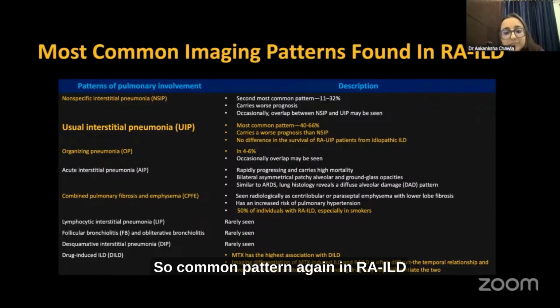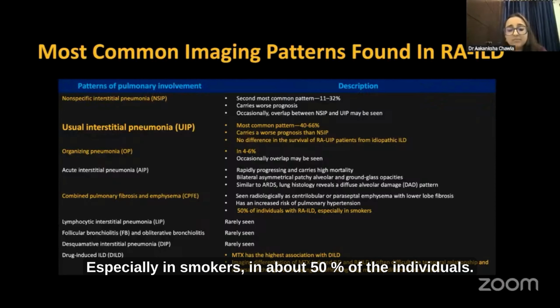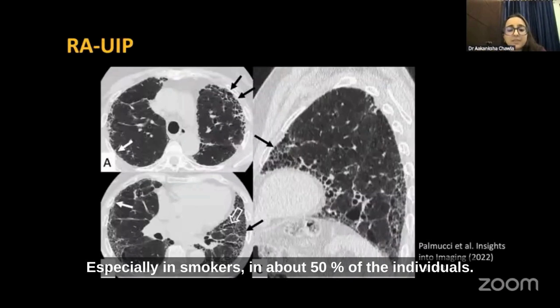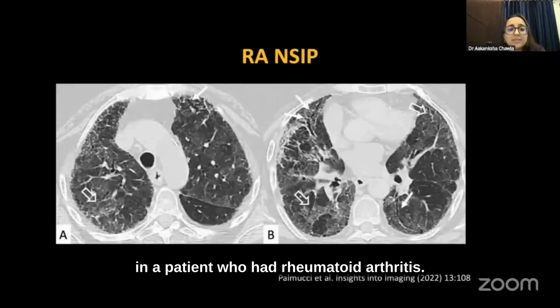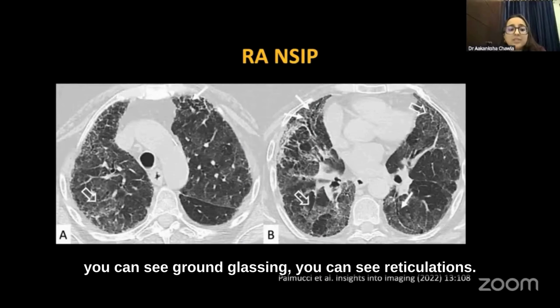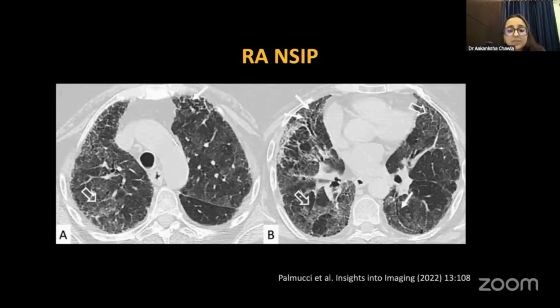So, common pattern again in RA-ILD is UIP, then NSIP, and then organizing pneumonia and AIP, and the other patterns can be seen. Combined pulmonary fibrosis and emphysema is seen especially in smokers, in about 50% of the individuals. So this is a case of typical UIP pattern in a patient who had rheumatoid arthritis. NSIP pattern in a patient of rheumatoid arthritis, you can see ground glassing, you can see reticulations.